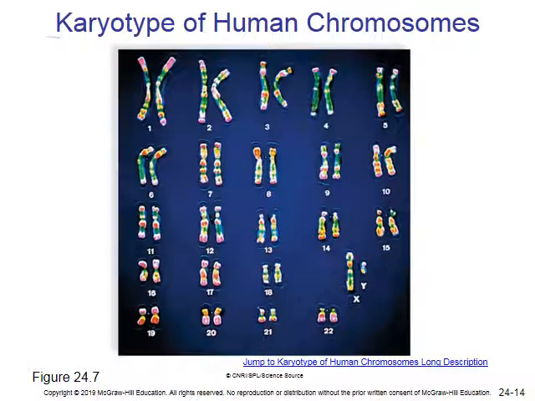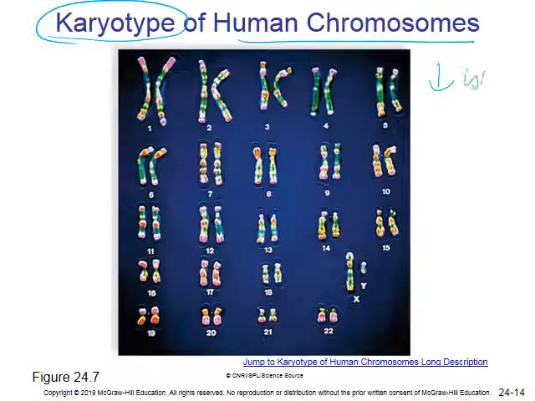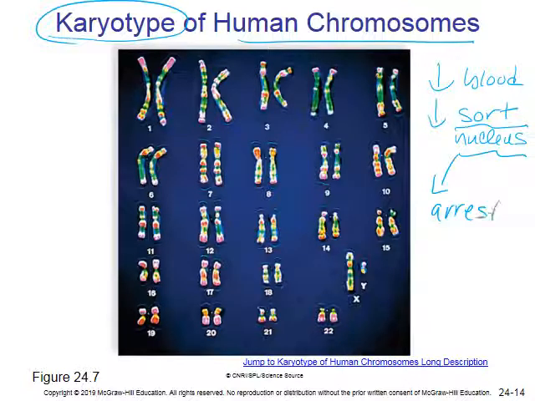This is an example of a karyotype of human chromosomes. We can take a sample of your blood and sort out the cells that have a nucleus. Your red blood cells don't have a nucleus, so we don't want to use those. But we can sort out the cells that have a nucleus, and then trigger division and arrest the cells in the middle of division so that we have our nice chromosomes lined up.